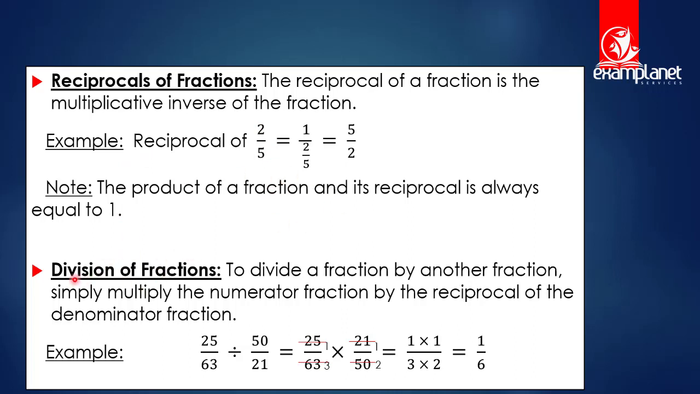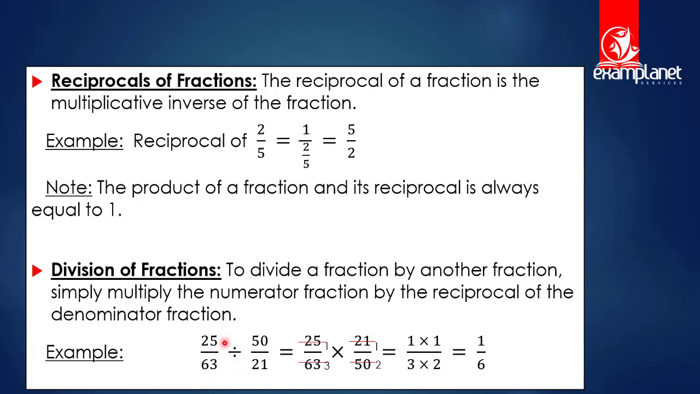Okay, so we have division of fractions. To divide a fraction by another fraction, simply multiply the numerator fraction by the reciprocal of the denominator fraction. So how do we divide two fractions? Simple. All we need to do is take the fraction after the division sign, what we call the denominator fraction, and simply turn it to its reciprocal. As it is now, it is 50 over 21, so its reciprocal will be 21 over 50. And once you do that, the division sign turns to a multiplication sign.